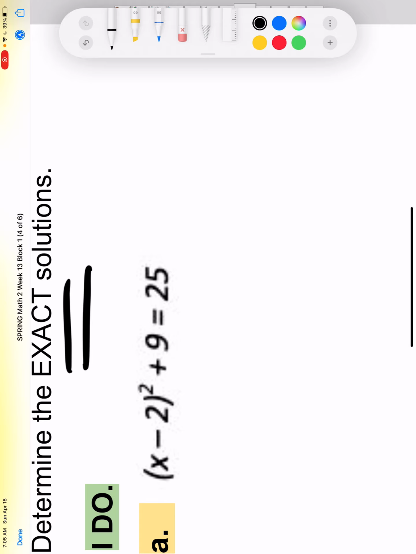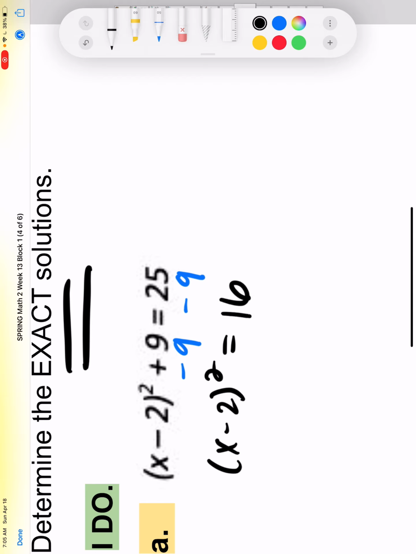What I'm going to do is start off by isolating my square. So I'm going to go ahead and move that 9 over. So I'm going to subtract the 9 from both sides. I'm left with x minus 2 squared is equal to 25 minus 9 gives me 16. Sorry, I blanked out for a little bit.